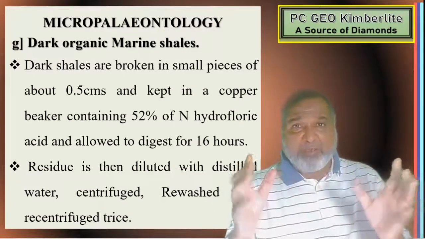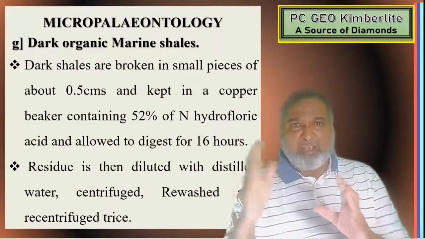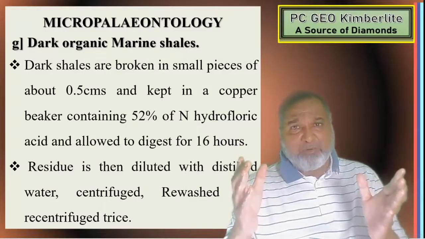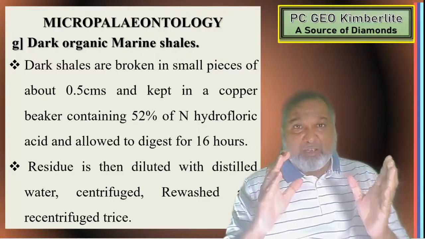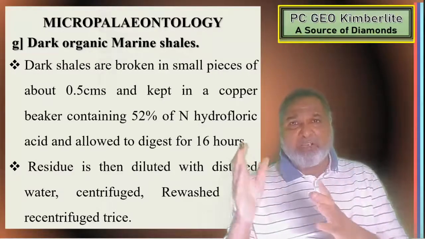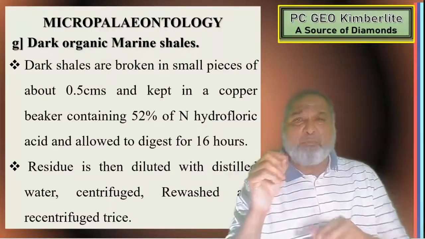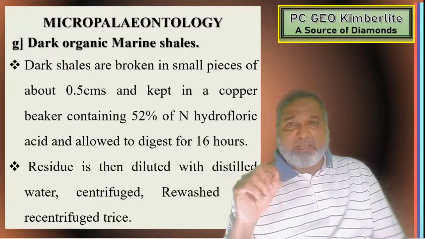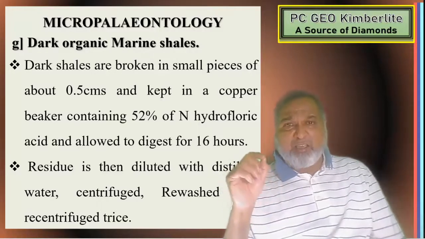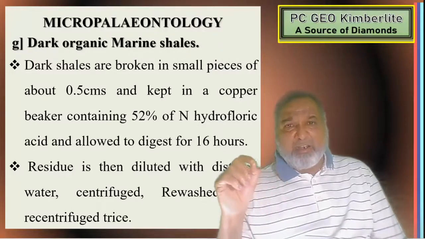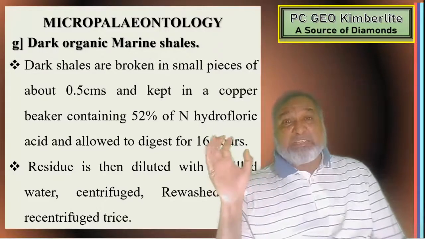Dark organic marine shells, yes, these are the categories we have done. So, dark shells and brown, yes, that is, dark organic marine shells we are going to take. The dark shells are broken into small pieces of about 0.5 centimeters and kept in a copper beaker containing 5% to 2N hydrochloric acid and allowed to digest for 16 hours.